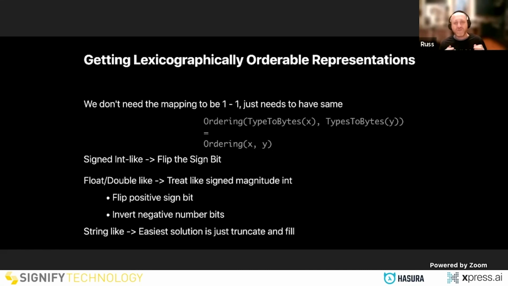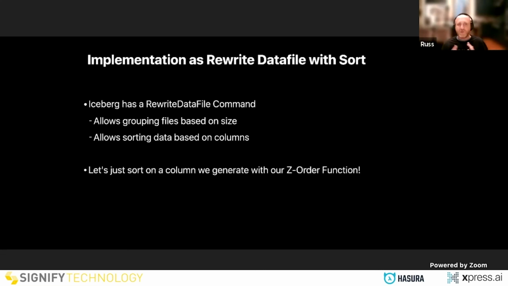Now, how are we going to actually use this inside of Iceberg? The current implementation that we've been prototyping basically adds this into our rewrite data file command. If you're familiar with Iceberg, one of the cool things Iceberg has is the ability to automatically sort your data and reorder and bin pack your data together to get more optimal performance in querying.